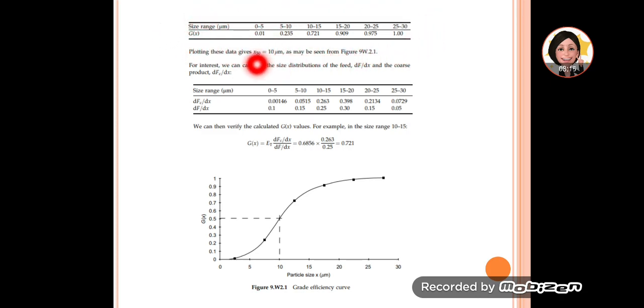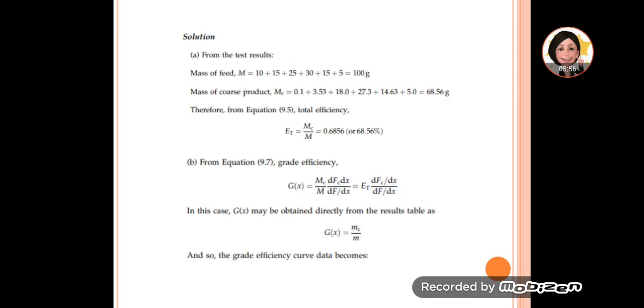And then we plot this table, grade efficiency to particle size. So this is the range. You can take the mean of it or the high range. Here I think they took the mean, so between 5 and 10, this is the point. So they took the mean of each range and plot this value. Once we plot, we look for 50% efficiency. What is the size? Is it 10? Yes, it's correct. x50 is equal to 10 micrometer. So that answers question B.